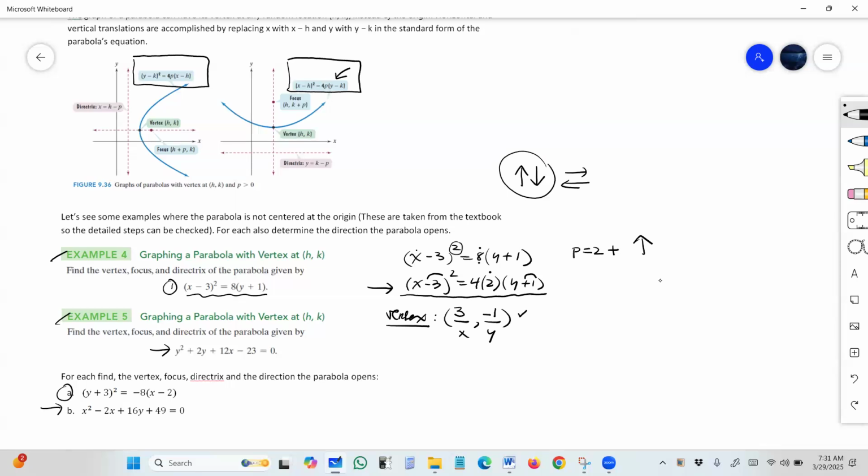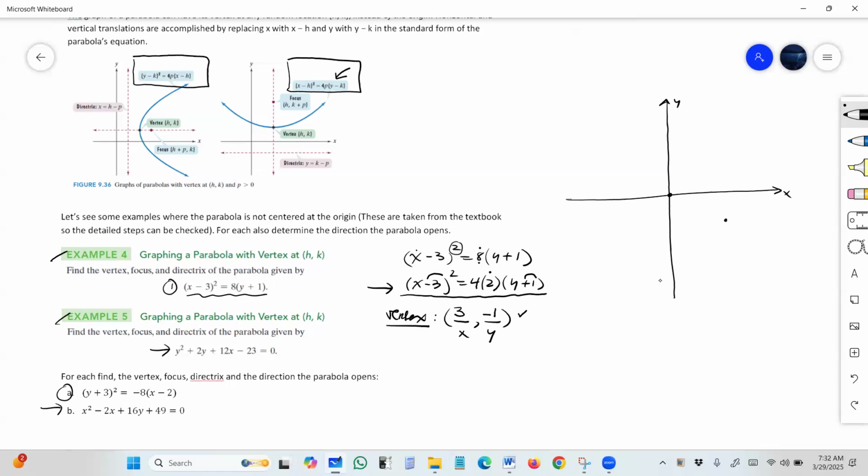Already got the vertex. Now, if you want, you can do a picture to find the focus and the directrix. It's not necessary, but I can show you one time here. So let's position your vertex 3, -1. So 3, -1 is here somewhere. This parabola is going to open up. Okay, so let's imagine that it does this. Here is my 3, -1.